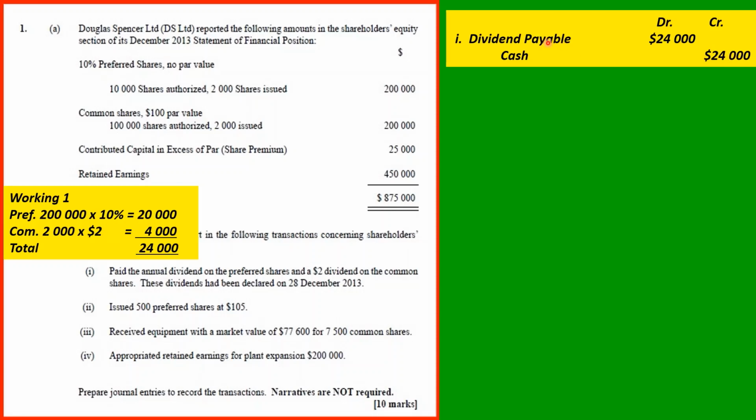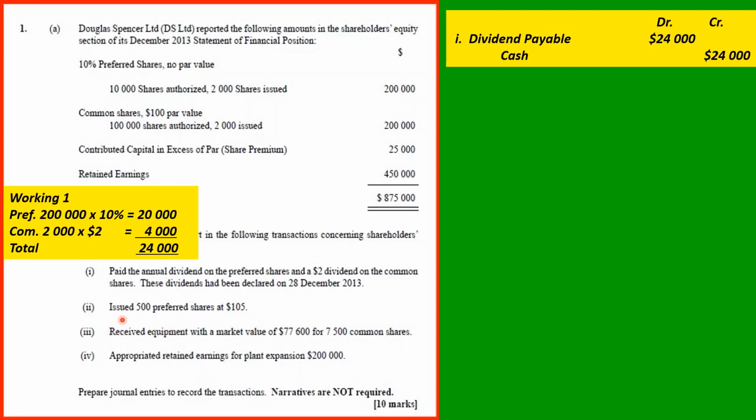Okay, it's payable. You must have the word payable here to get the mark. Because when you declare a dividend, you put it in a payable account until you pay it. Then when you pay it, you debit the dividend payable account.